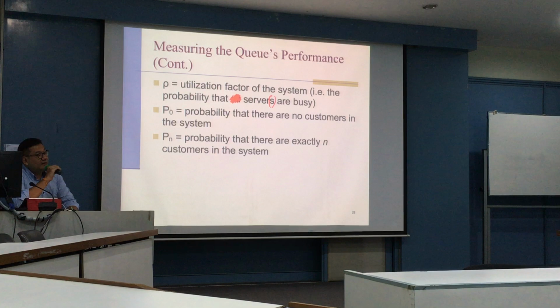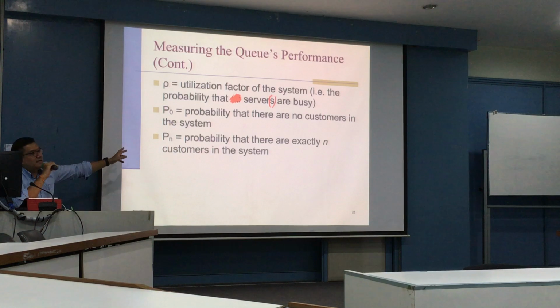And for Pn, the last one, it is about the probability that you have exactly n customers in the system. If you want to find the probability that we have 3 customers in the system, 4 customers, or 5 customers in the system, you can use Pn to calculate. And don't worry, we're going to have examples for this to help you better understand the model.